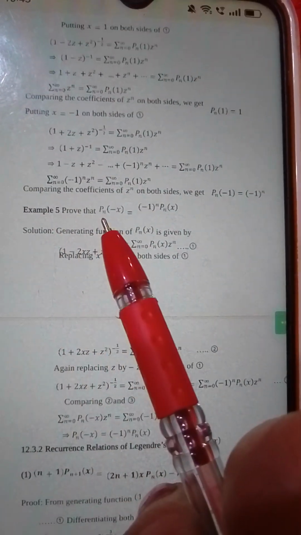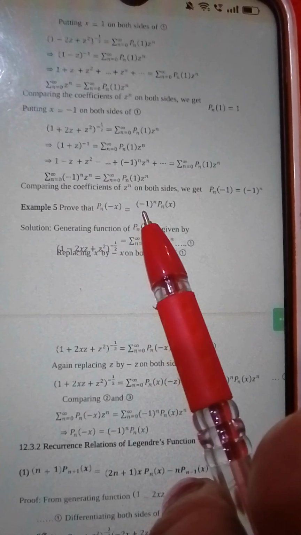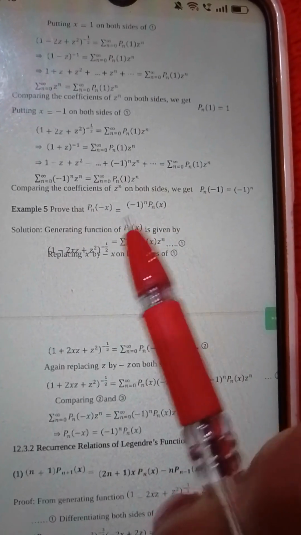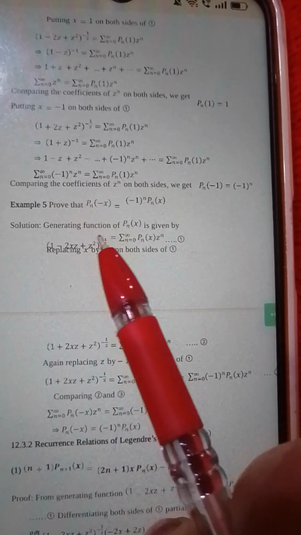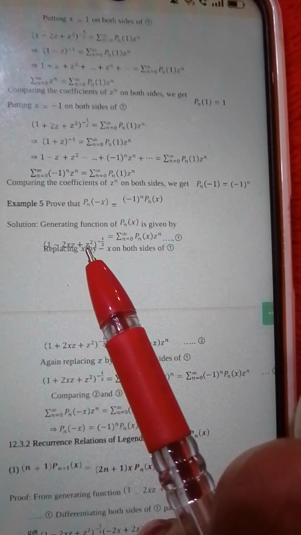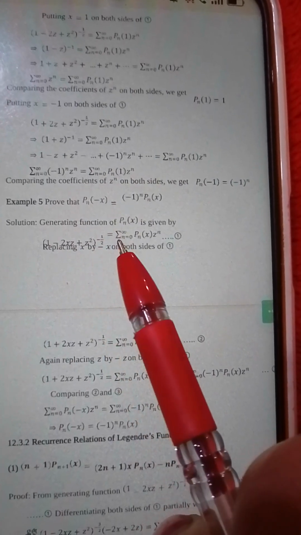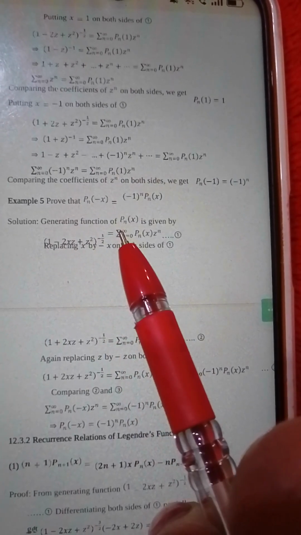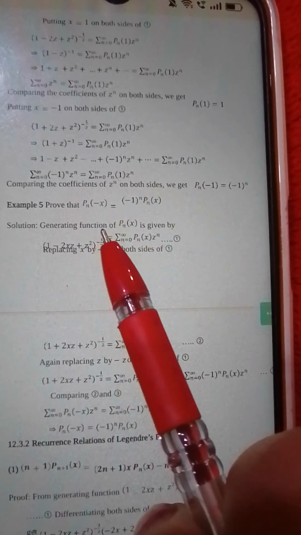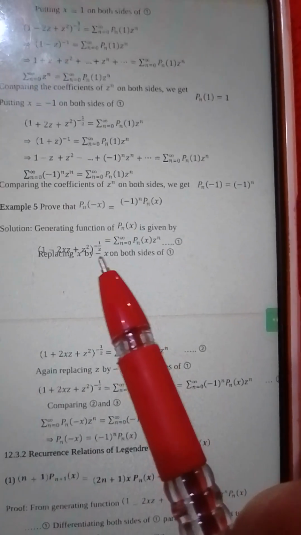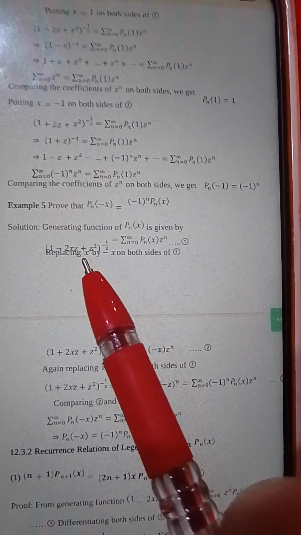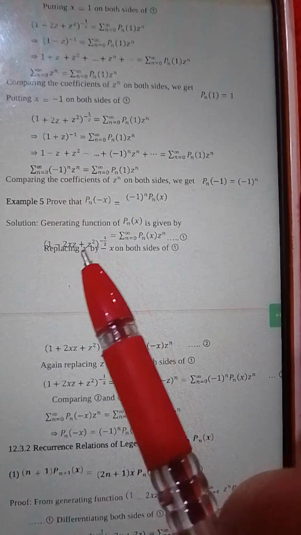Example: P_n(minus x) equals minus 1 to the power n P_n(x). Again we will use the same thing: (1 minus 2xz plus z square) to the power minus 1 by 2 equals summation n equals 0 to infinity P_n(x) z^n. Now in this we will replace x by minus x. So in place of x we will write minus x.